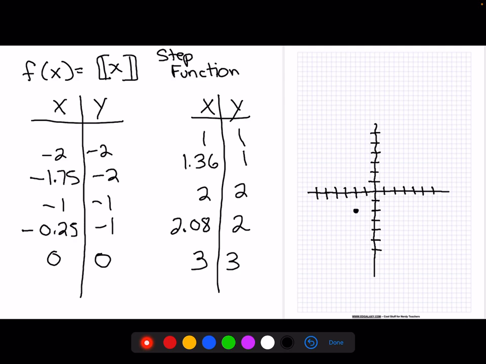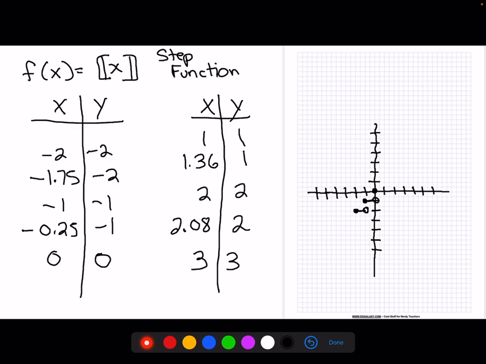But also if you start plugging in things like negative 1.75, that also spits back negative 2. In fact, everything between negative 2 and negative 1 will spit back negative 2. It's when you get to negative 1 that you're no longer at negative 2. Now you're at negative 1. When you start plugging in things between 0 and negative 1, those spit back negative 1. And it keeps doing that for every decimal in between until you get to 0.